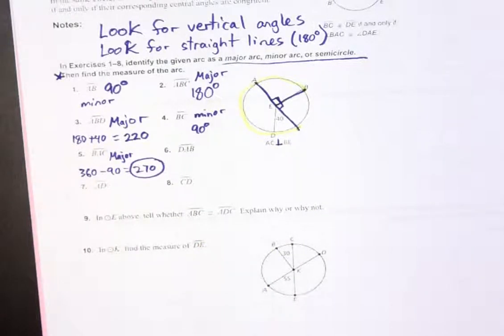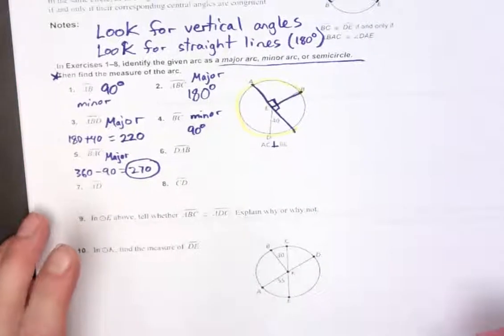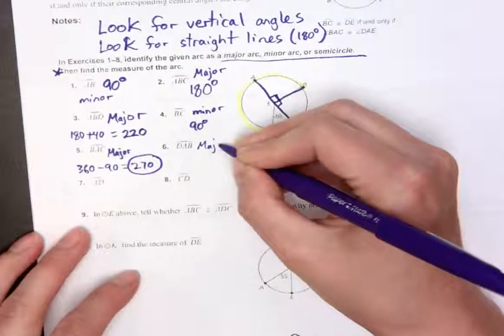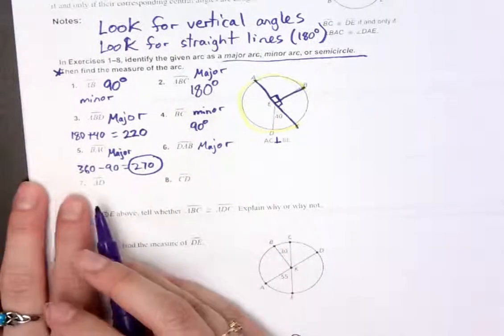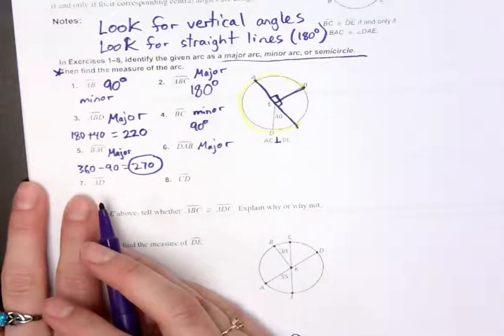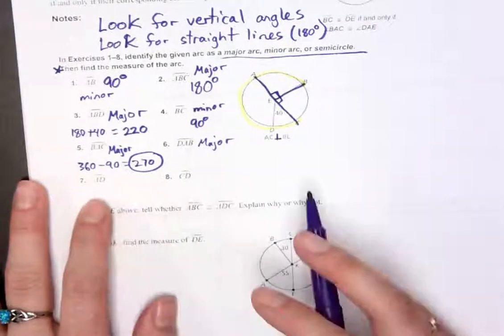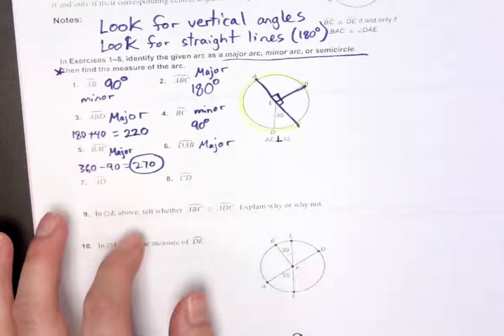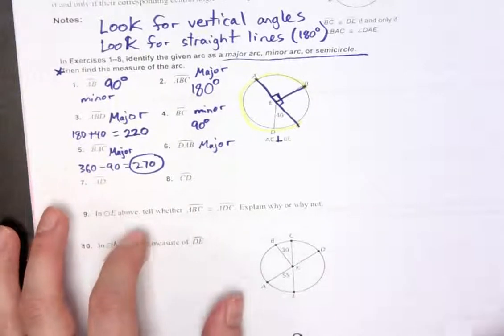All right, how about angle DAB? Major or minor? Major. Did we have a question on number 5? You want me to explain number 5 again? All right, DAB. What do you have for DAB? Major, and what would it measure?